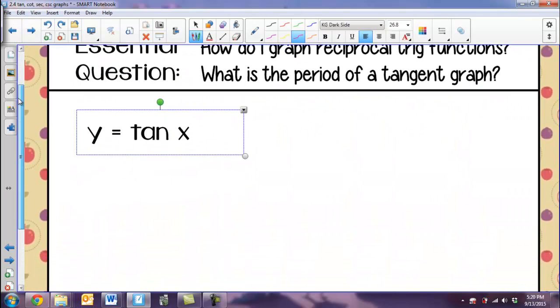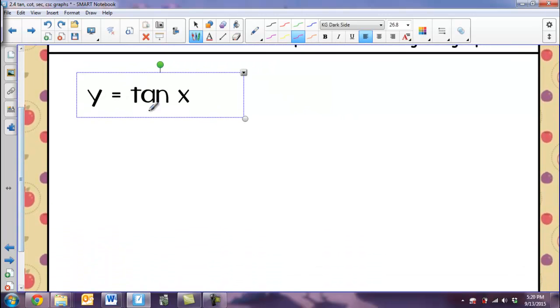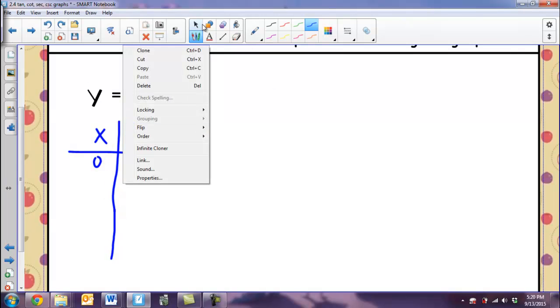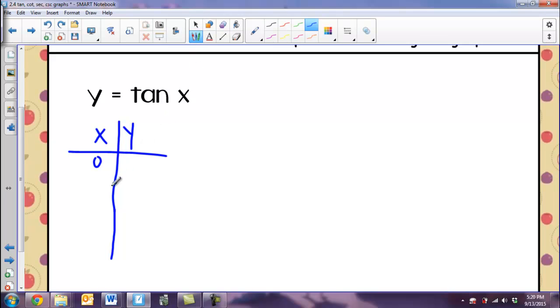So we haven't seen tangent before, and I'm going to go ahead and draw that XY chart for myself since we haven't seen it, and I'll go ahead and do it in degrees again. So 0, remember if I have the tangent of 0, that's just 0. The other ones that we knew were 90, and I could do negatives if I wanted. At 90, remember, that's going to get me an undefined value.